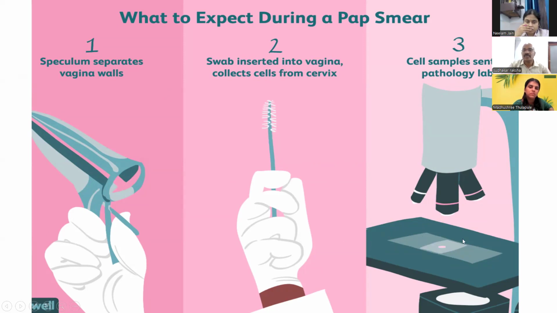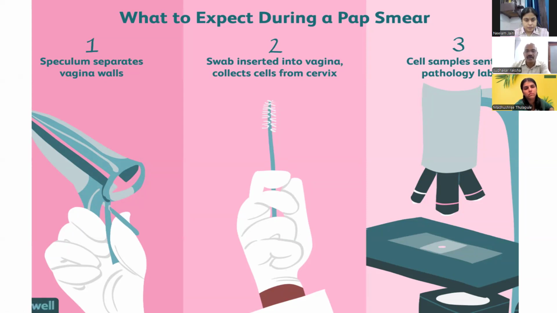So this is what the pap smear test involves. The vaginal walls are separated with the help of a speculum, and a spatula or a cervical brush is inserted. The cervical epithelial cells are scraped with the spatula, and with the brush also, the cervical cells are scraped. These cells are spread on a glass slide, stained, and examined under the microscope.